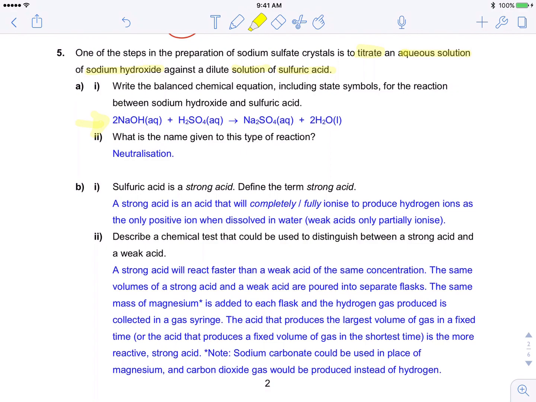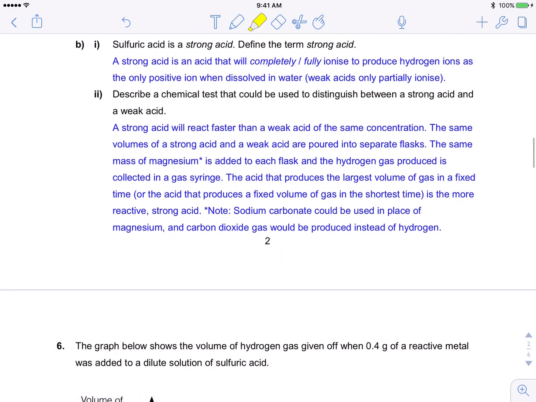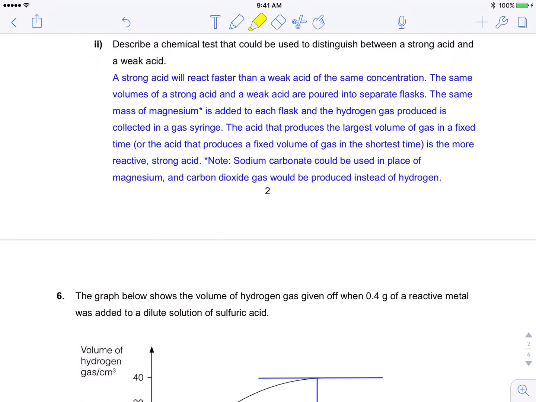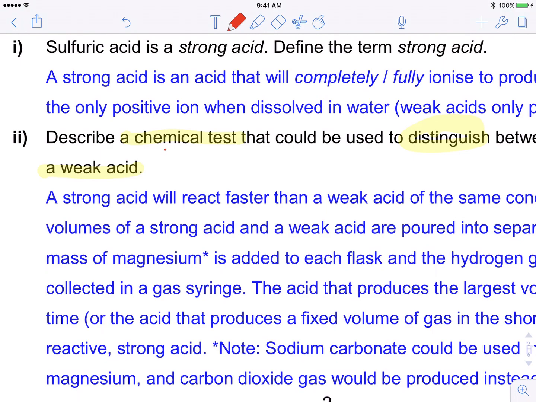What is the name given to this kind of reaction? It is a neutralization reaction. Next question is a definition question. What is a strong acid? Yeah, definition, so you should know. Describe a chemical test that's used to distinguish a strong acid and a weak acid. Again, they ask you for a chemical test. Now note that when I talk about a chemical test, you cannot use litmus paper.